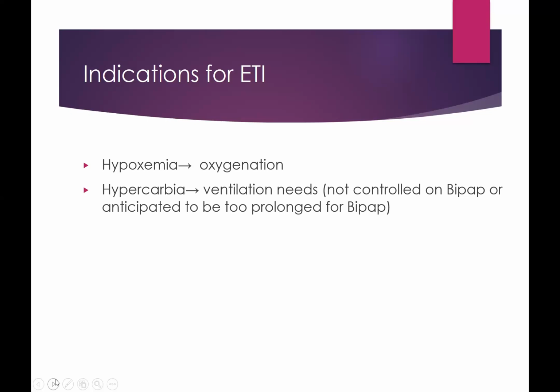So 1, oxygenation. 2, ventilation, and the third primary one is going to be airway protection. So loss of airway reflexes, encephalopathy, an altered mental state, where we're really concerned that this is an individual who, in the event that they would need to, is unable to protect their airway.